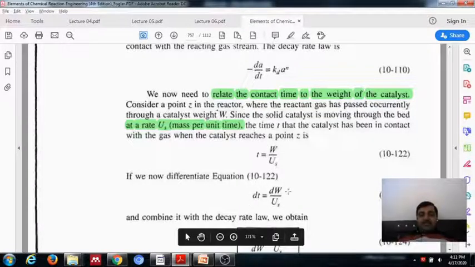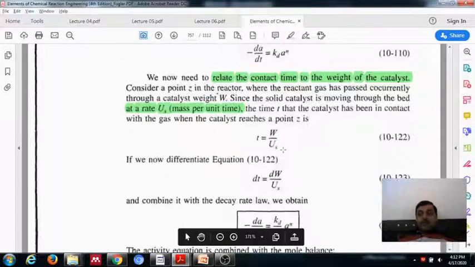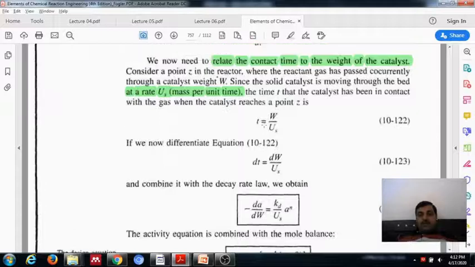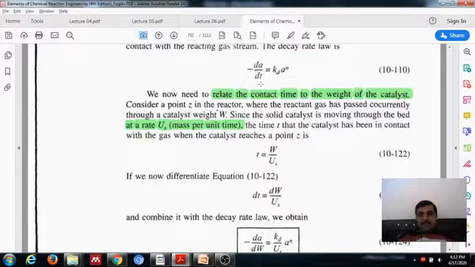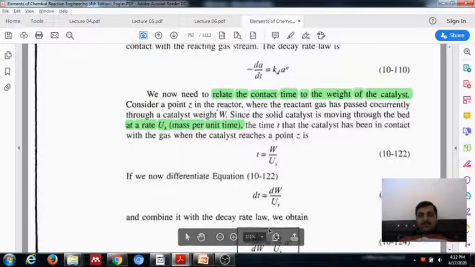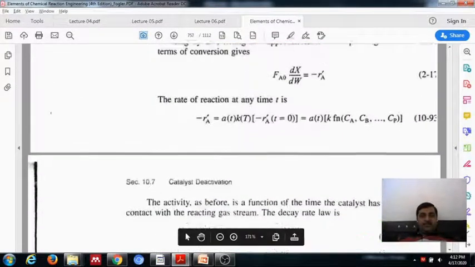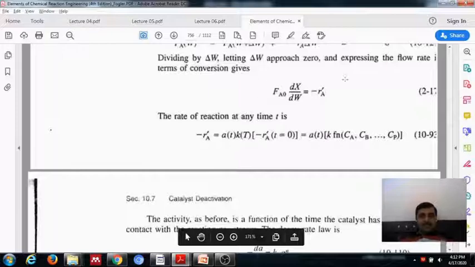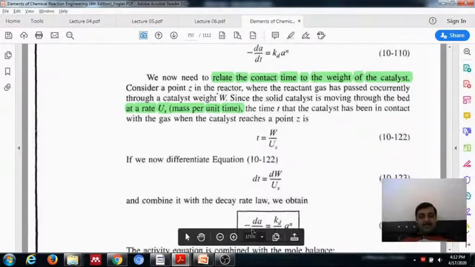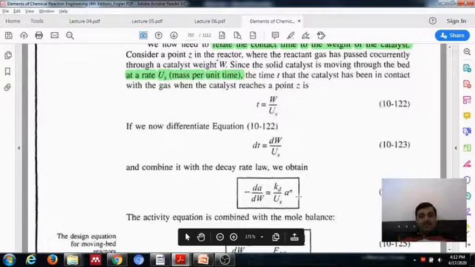If I use this term with the decay rate, I get dA/dW. Us goes on the bottom, so it goes the other way around: dA/dW equals minus kd by Us, A raised to power m. Now I have two rate laws which are pretty much in sync. FA0 dX/dW is minus RA, and dA/dW is minus kd by Us, A raised to power m.